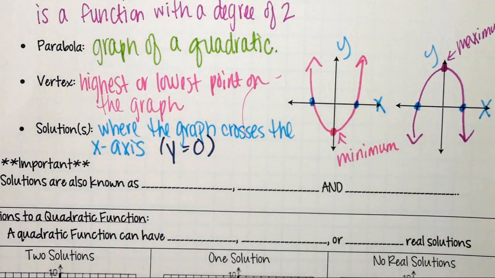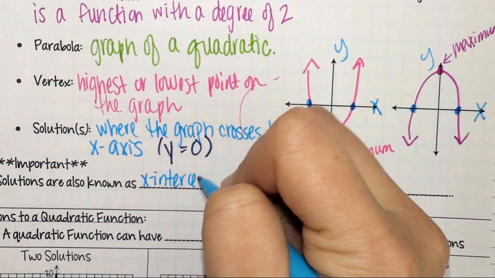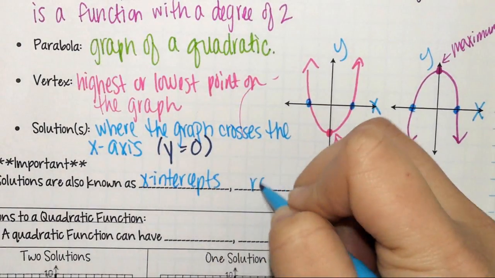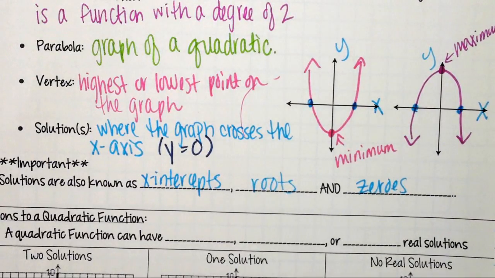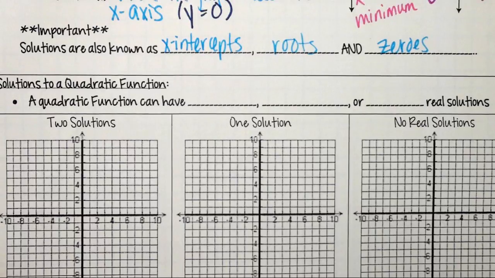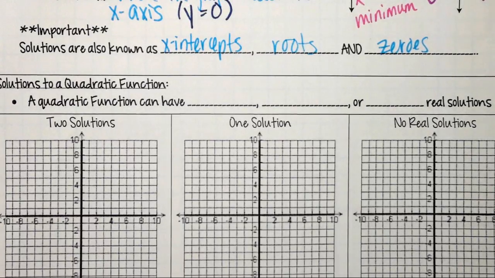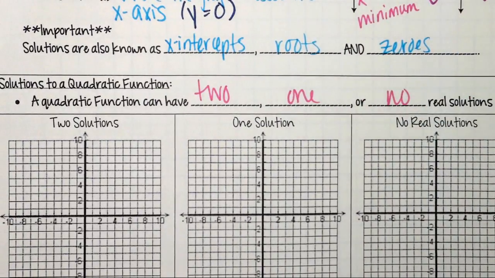Alright, now solutions have 3 different names. They are known as x-intercepts. They are known as roots, and they are also known as zeros. So if I ask you for the x-intercept, what I'm asking for is where it crosses the x-axis or where y equals 0. Same thing for roots, same thing for zeros. And it can have 2, 1, or no real solutions.